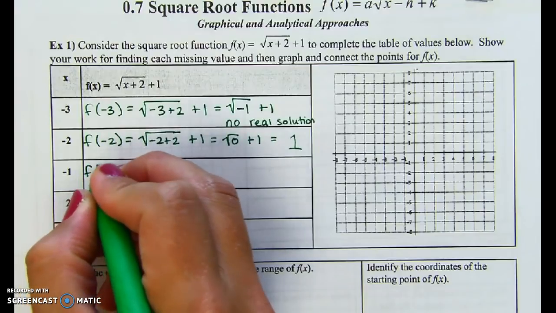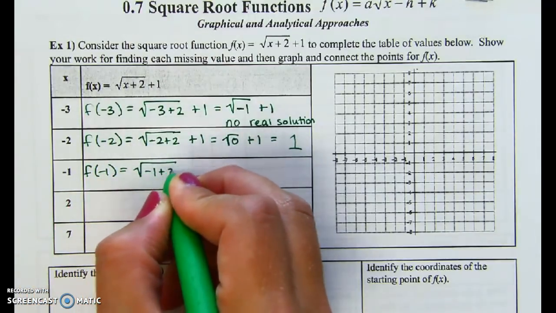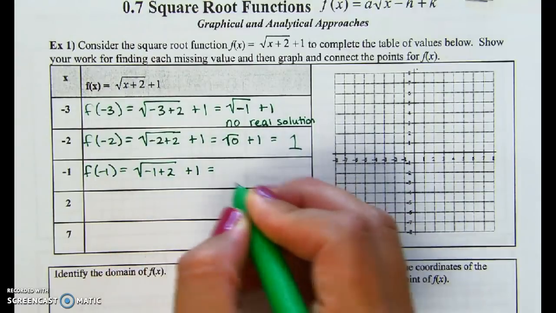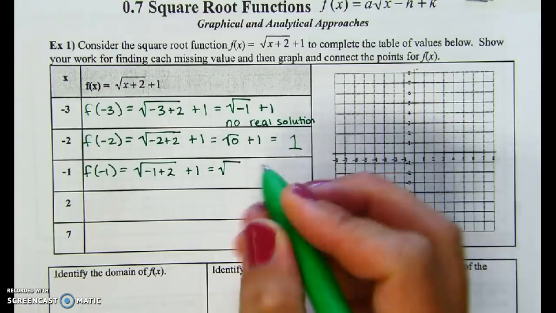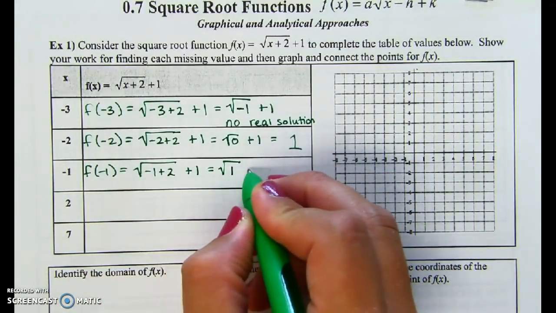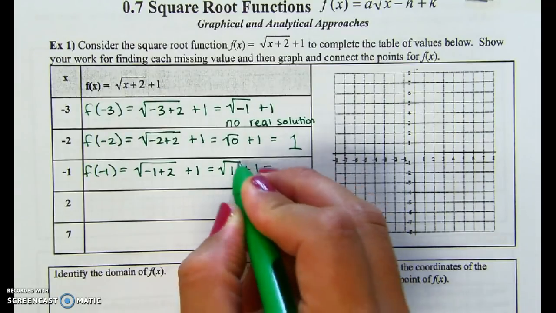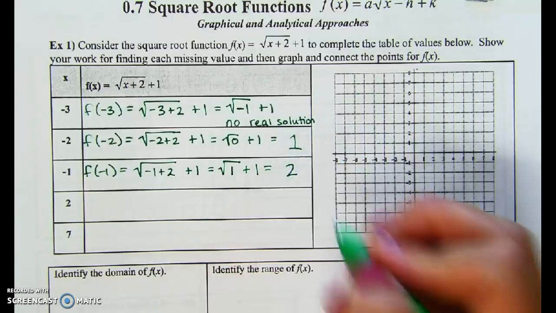Next one, -1. -1 plus 2, plus 1. All right, I'm going fast, but that's okay. You can catch up. What's under the square root? We have -1 plus 2, so it's going to be a 1. What is the square root of 1? 1, and 1 plus 1 is 2.